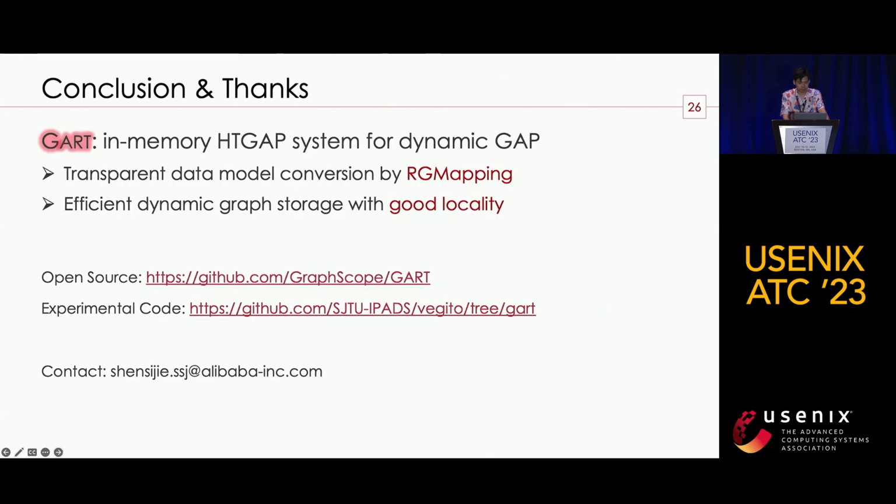In conclusion, we present GAT, an in-memory HTGAP system extended from the HTAP system for dynamic GAP workloads, which supports transparent data model conversion by graph extraction interfaces, provided by the newly designed component called RG mapping. And it also provides an efficient dynamic graph storage with good locality. Our production code and experiment code are also open source.